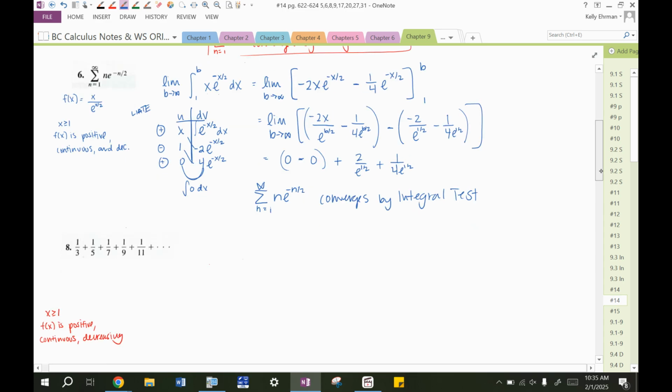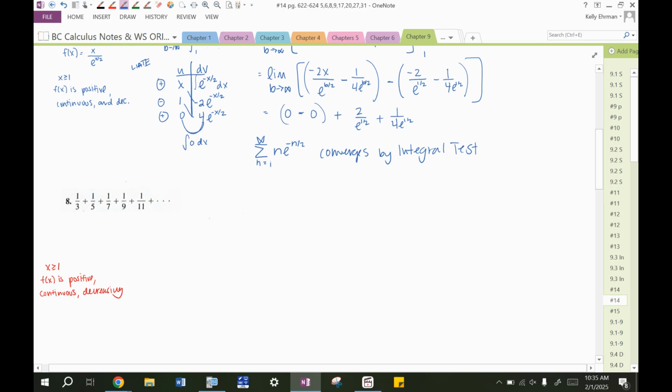All right, so let's take a look at number 8. This one has some terms that we need to come up with a formula for. So start by listing out what the terms are. So n equals 1, 2, 3, 4, 5. I could have started at 0, 1, 2, 3. It doesn't matter. You just need to come up with a series that works.